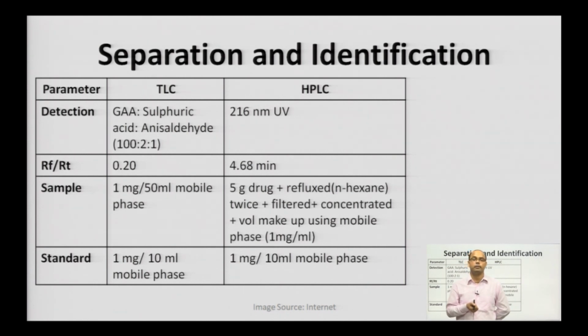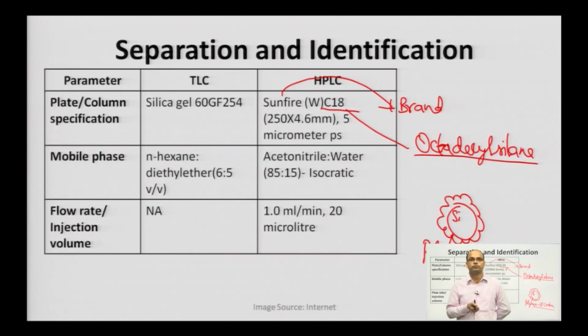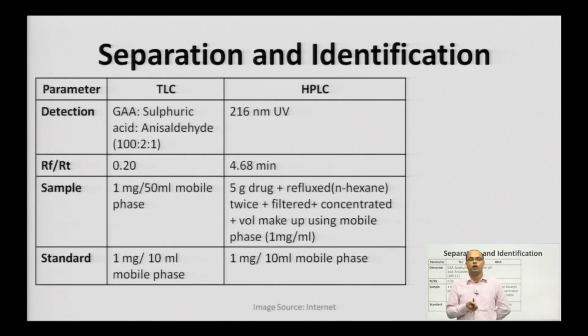The standard was prepared by dissolving 1 mg of pure artemisinin in 10 ml of mobile phase, which is acetonitrile-water in the ratio of 85:15. We have dissolved our standard artemisinin in the mobile phase.